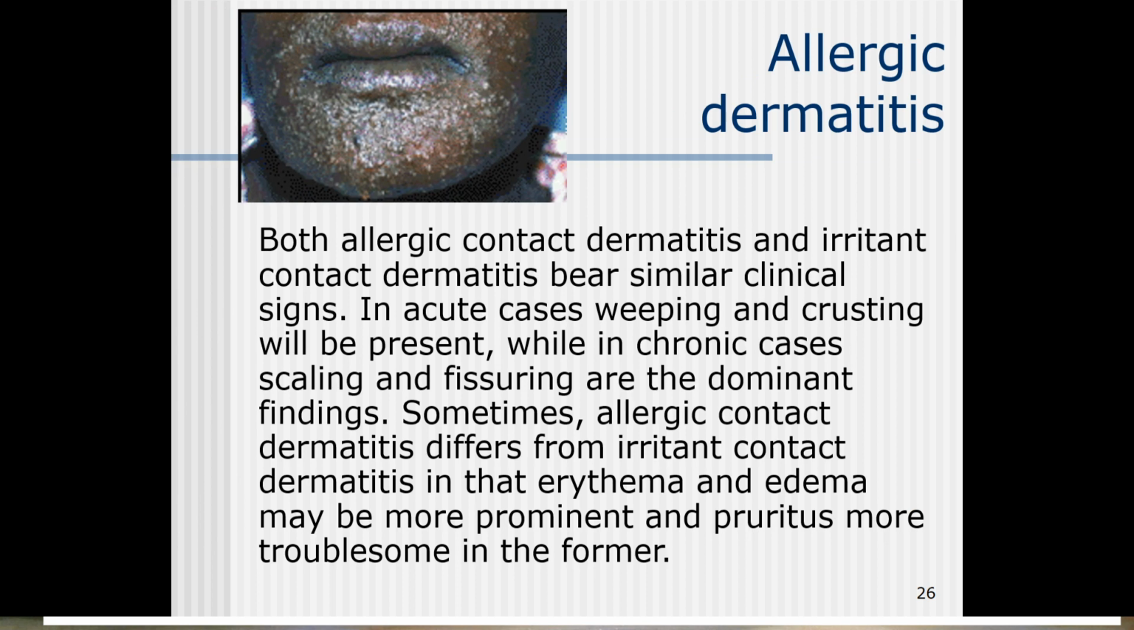Both allergic contact dermatitis and irritant contact dermatitis bear similar clinical signs. In acute cases, weeping and crusting will be present, while in chronic cases, scaling and fissuring are the dominant findings. Sometimes allergic contact dermatitis differs from irritant contact dermatitis in that erythema and edema may be more prominent and pruritus more troublesome in the former.